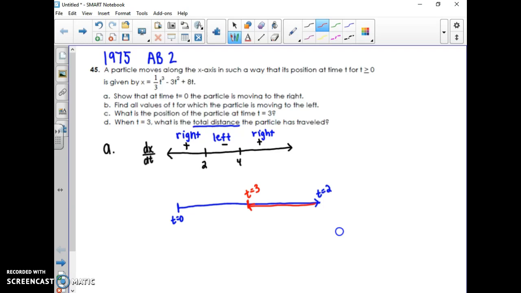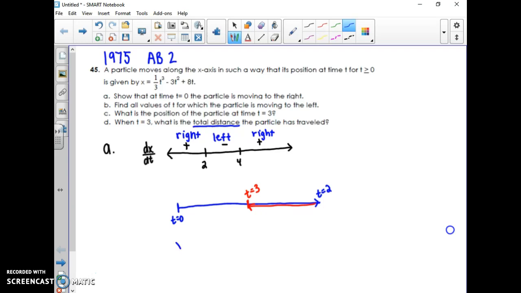So if we're just wanting to know how far it is from where it started, we would subtract the position at t equals 3 from position at t equals 0, or vice versa. But we want to know the total distance, which means we need to know how far it was from 0 all the way to t equals 2. And then we need to add the distance from t equals 2 to t equals 3. Because even though this distance was going backwards, it still counts as distance. So what we're going to do is find the position at all 3 of these places.